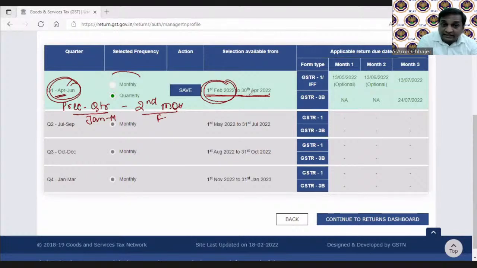And when will it be started? It will be started from the second month of the preceding quarter. I hope it is okay now.